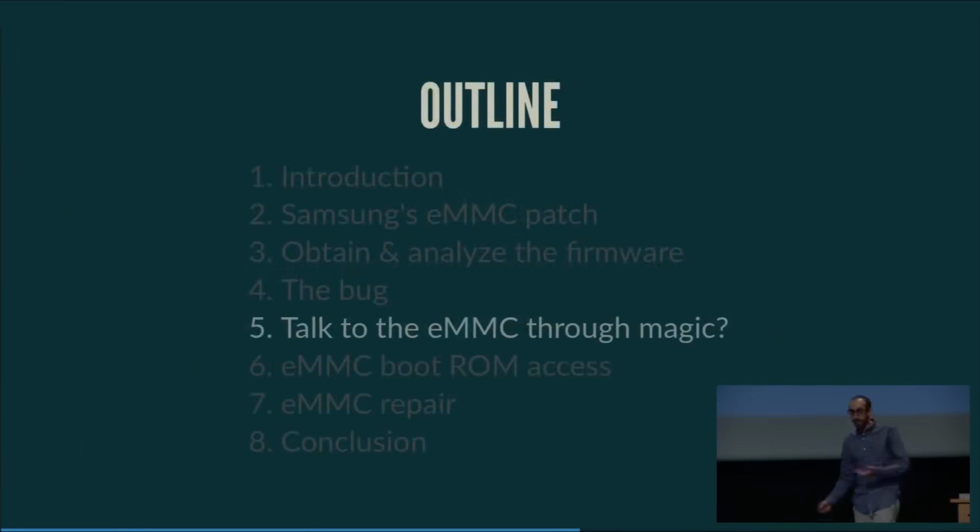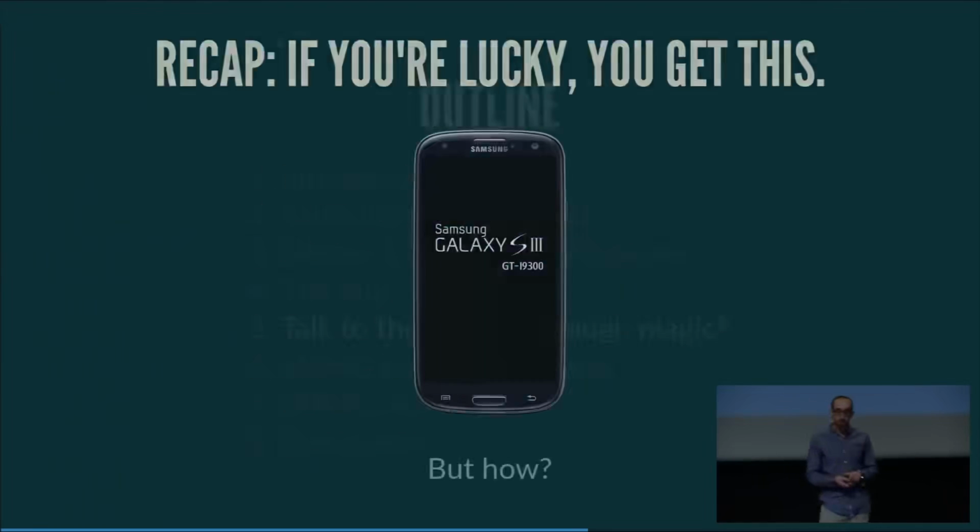So the next step is to talk to the eMMC by some kind of magic, and then we'll access the eMMC Bootrom, and then we can repair it from this Bootrom recovery mode. So I said that if you're lucky, you'll get this screen. This is the phone's bootloader. This is SBoot, and it is saved on the eMMC chip itself.